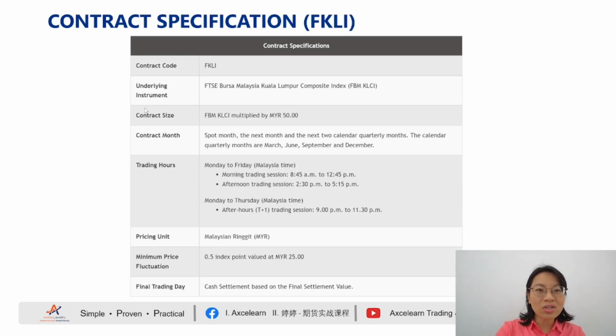Then you can see that for this contract size, every 1 point is equivalent to 50 ringgit Malaysia. In other words, if the market moves up 1 point after I bought, I'll get 50 ringgit Malaysia as my profit. If it moves down 1 point from the price that I sold, because with futures I can start by selling, I shorted the market, and the market moved down 1 point, I'll make 50 ringgit of profit. So every point is equivalent to 50 ringgit Malaysia.